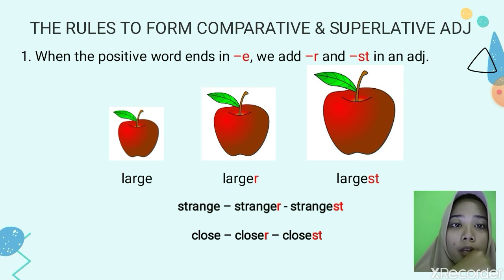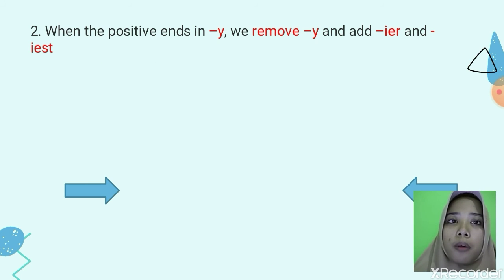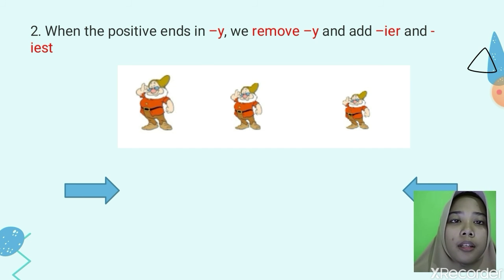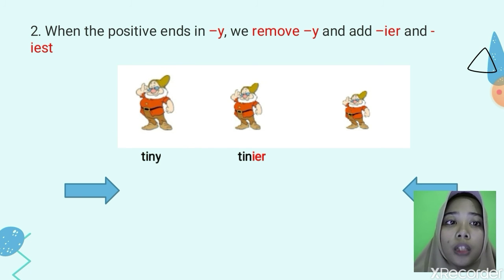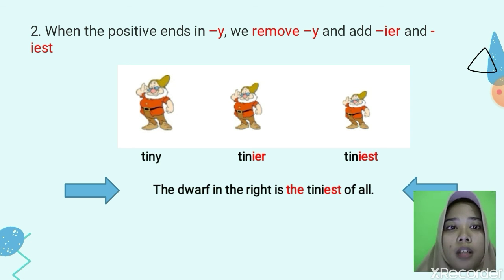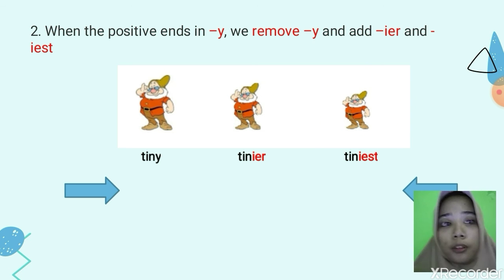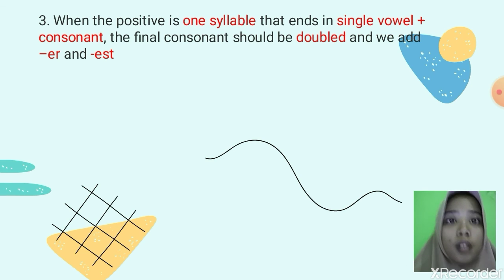So these words end in e, so we should add r and st for the adjective. And the next one is, when the positive ends in y, we remove y and add ier for comparative and iest for the superlative. And the example is, the first picture is tiny, and the second one is teenier, and the third one is teeniest. And for the example is, the dwarf on the right side is the teeniest of all. Okay, let's move on to the next explanation.